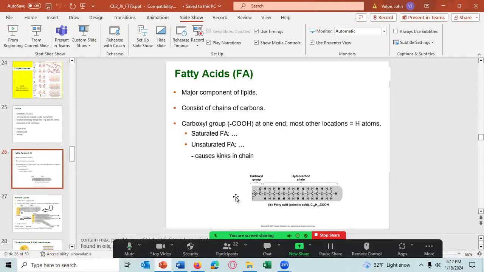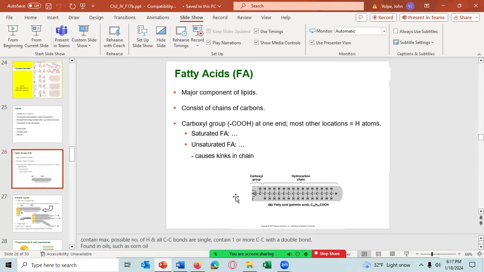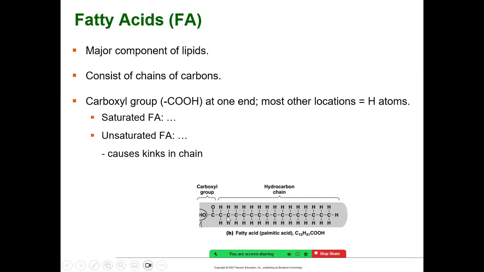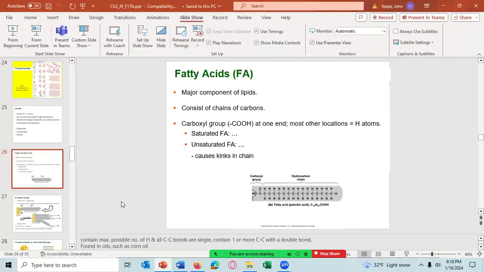When we're talking about fatty acids, it's important to realize that we can have a saturated fatty acid, which is shown here. A saturated fatty acid has all of the carbons linked together by a single carbon covalent bond, meaning all of these carbons here are linked to each other by a single carbon covalent bond. An unsaturated fatty acid has at least one double carbon bond linking the carbons together. And I'll show that here.